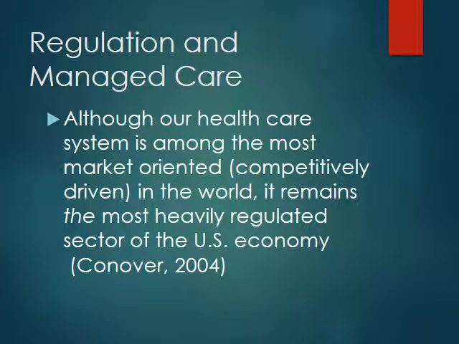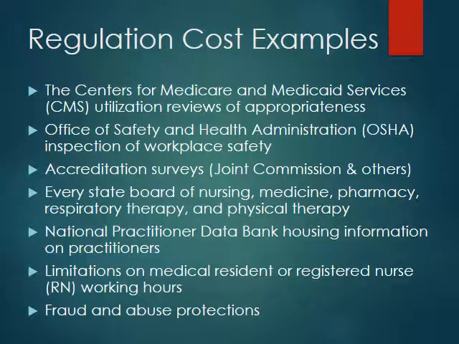It's interesting. Although our healthcare system is among the most market-oriented in the world, here in the United States, it is also the most heavily regulated sector of the U.S. economy. This will not be a surprise to you if you're working in a hospital or other healthcare organization. Regulations are one of the many reasons why we spend so much as a society, about 17 to 18% of our GDP, on healthcare. On this slide, you see just some examples of the various regulations and regulatory agencies that drive up our healthcare costs.